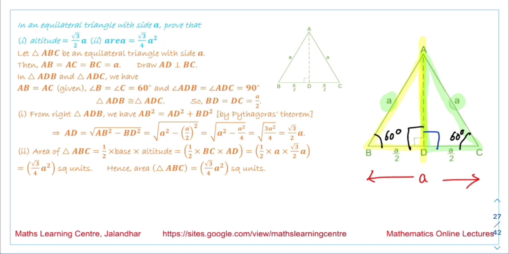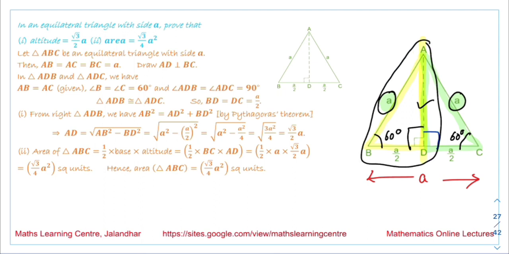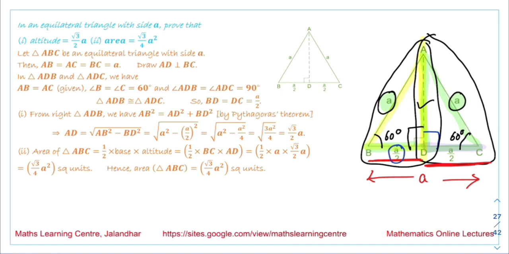And the sides: this side is a, this side is a. This side is common to both triangles. So both triangles ABD and ADC are congruent to each other. If these triangles are congruent, we get that length BD and length DC are equal, and the value of these lengths will be a by 2 and a by 2.